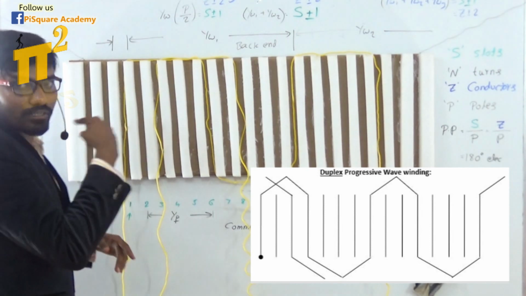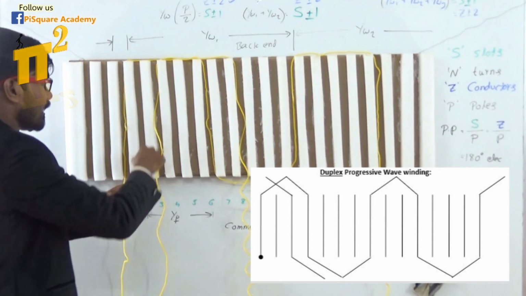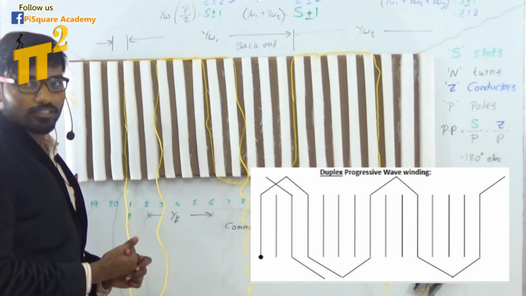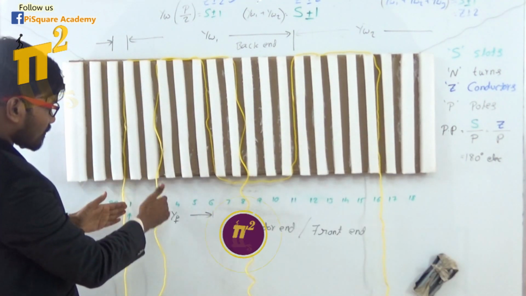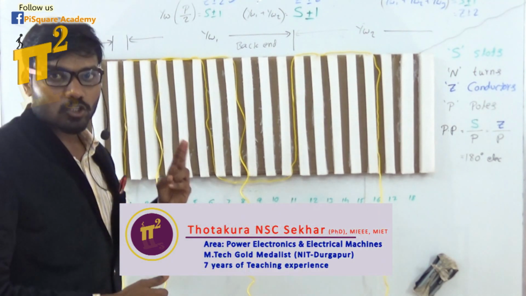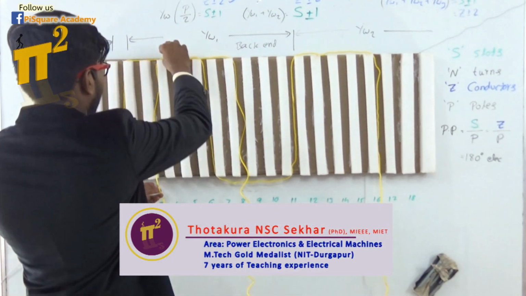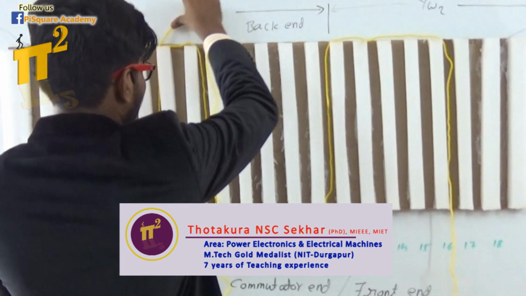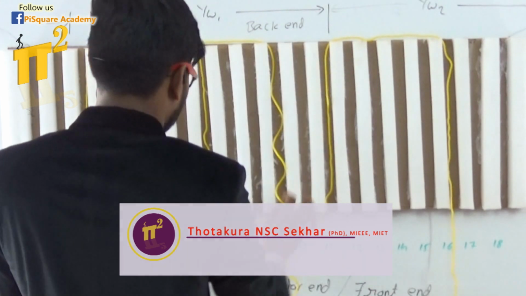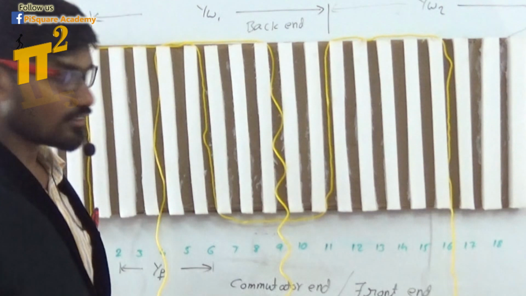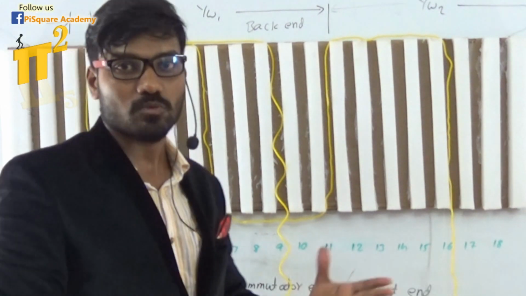Then after one complete circle, I'll come to this in continuation. So what is the distance between these two slots? 3 minus 1, that is 2. Hence we'll call it duplex winding. What if I skip 2 slots like this? 4 minus 1, that is 3, triplex winding. If it is next, quadruplex winding.